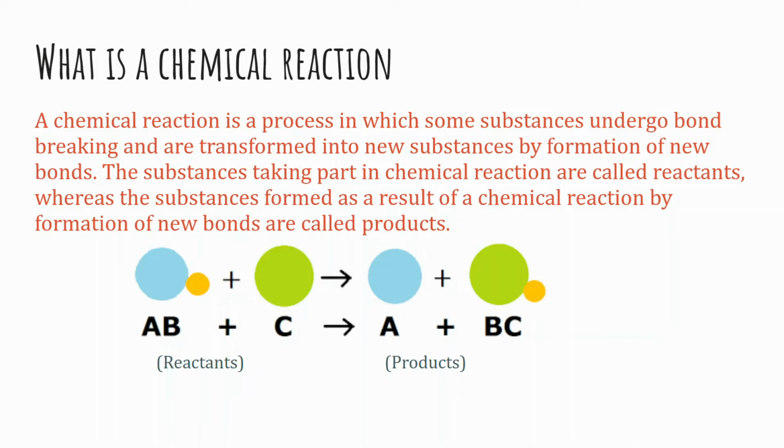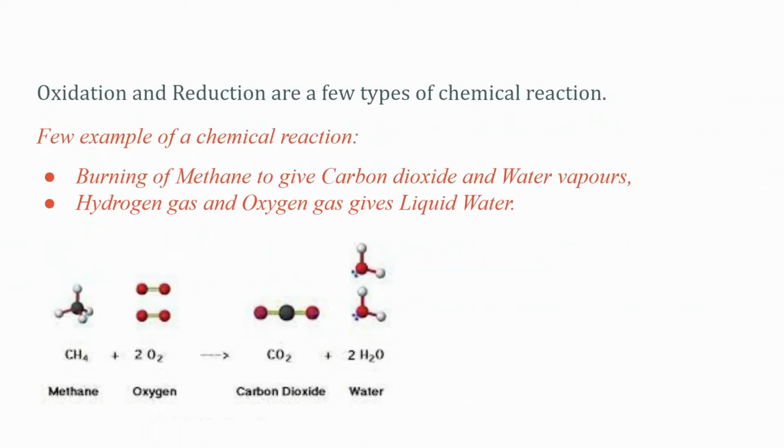So when the left hand side reactants react and then give you right hand side products, it actually means that there is a formation of new bonds, which gives the products. Easy? Now let's go to the next example.